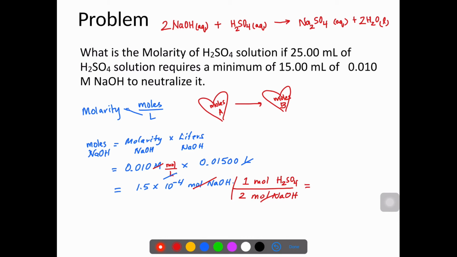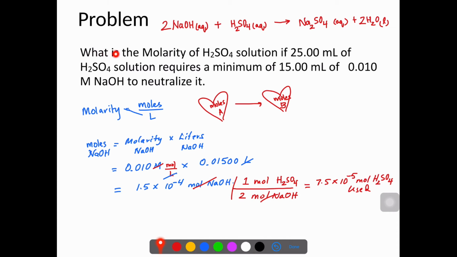So that's 1.5 times 10 to the negative 4 divided by 2. Do this calculation with me, and you get 7.5 times 10 to the negative 5 moles of sulfuric acid is what reacted with this many moles of sodium hydroxide. So effectively, this number is how many moles of sulfuric acid it takes to neutralize this base. Okay, so this is moles of sulfuric acid that should be used to neutralize the base.